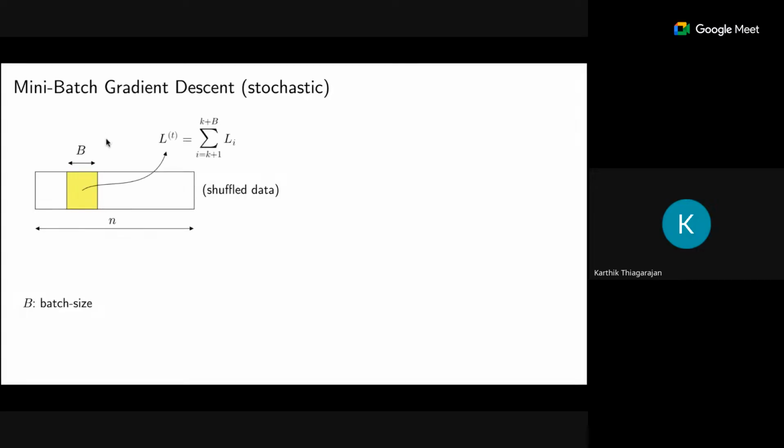And what do you do? You compute the loss for this batch. So how is the loss computed? You just add the losses for the B samples that are present in this batch. This is the loss at time step t. What do you do with this loss? You just compute the gradient of this loss function. Remember that this is not the entire loss. This is the loss only on B examples. So you compute that, that will be your gradient, and you now run gradient descent.